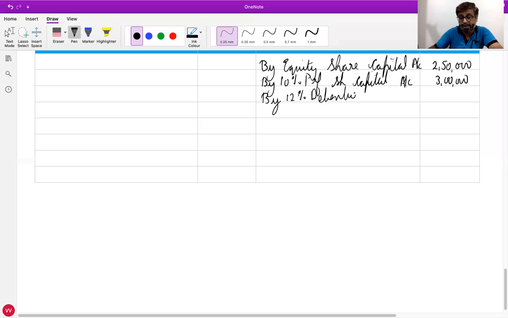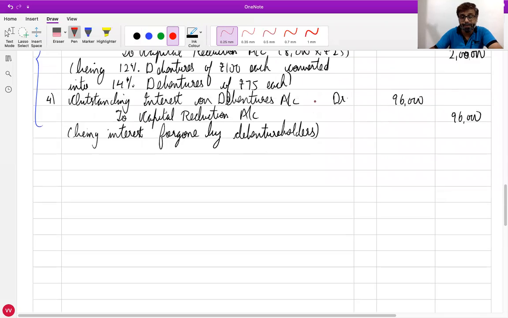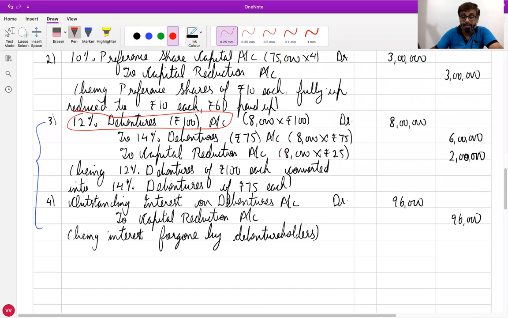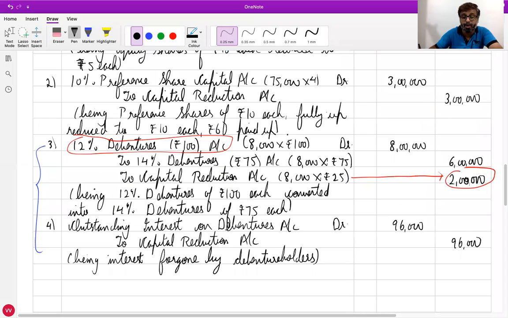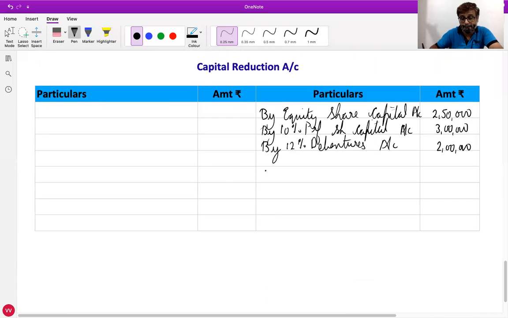And what amount should I write? What is the amount of capital reduction? 2 lakhs. Okay, the amount of capital reduction account will be the opposite account, so 2 lakhs. Same way, tell me from the next entry, how will we record in capital reduction, entry number 4? By outstanding interest on debentures. And what amount? 96,000. Very good. Mute yourself.